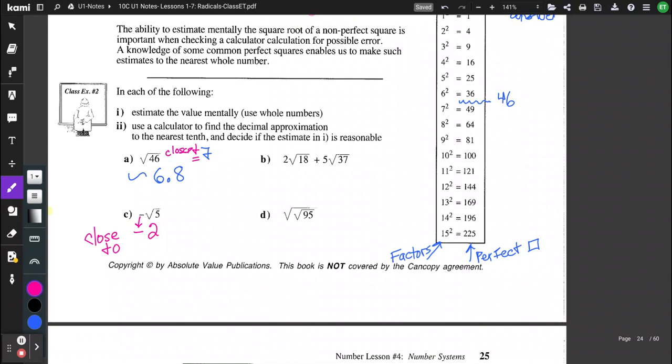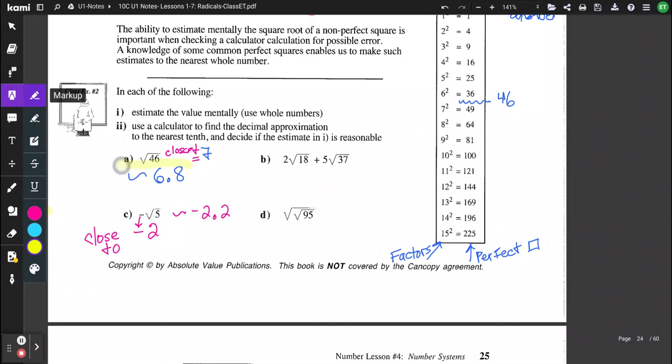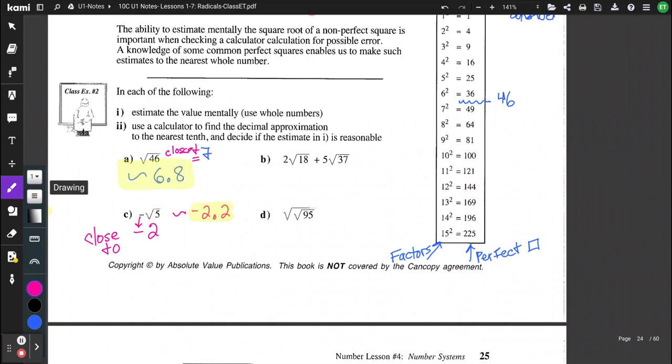So if we actually type in square root 5 and put a negative in front, we're going to get negative 2.2. It's a run-on decimal. That's why we're putting approximation, because we are rounding. So the actual answers, I'm just going to highlight here for you. But what we're doing is estimating how close they are.